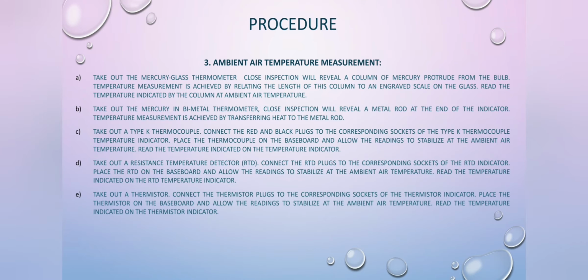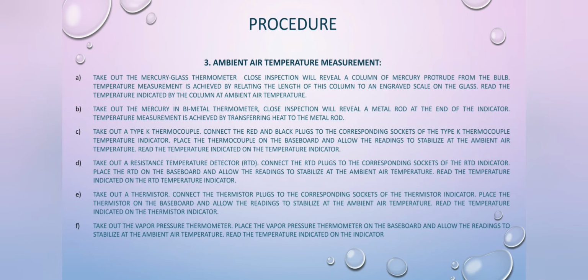For step E, we take out a thermistor and connect the thermistor plug to the corresponding sockets of the thermistor indicator. We place the thermistor on the baseboard and allow the readings to stabilize at the ambient air temperature. We read the temperature indicated on the thermistor indicator.